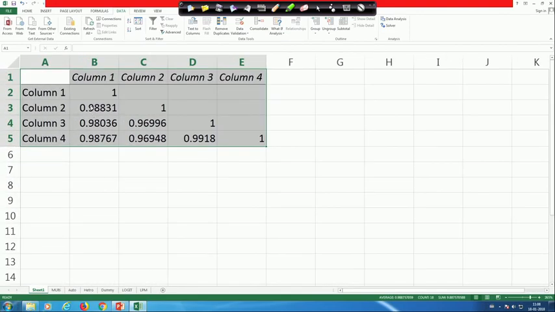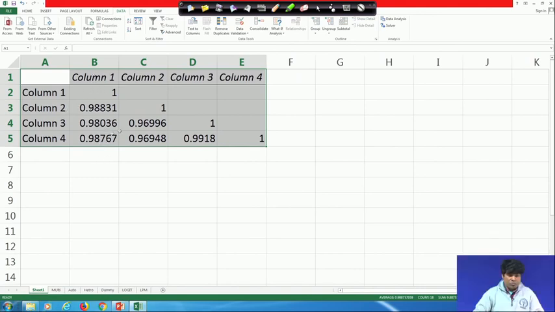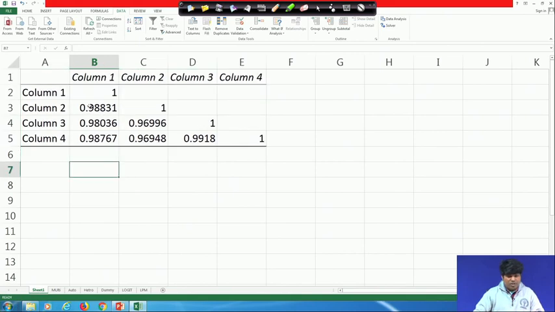Here the correlation matrix gives x1 to x2, x1 to x3, x1 to x4, and x2 x3, x2 x4, similarly x3 and x4. But in all the cases we find there is a high correlation. So, that means it is a clear-cut signal that there is a problem of multicollinearity.